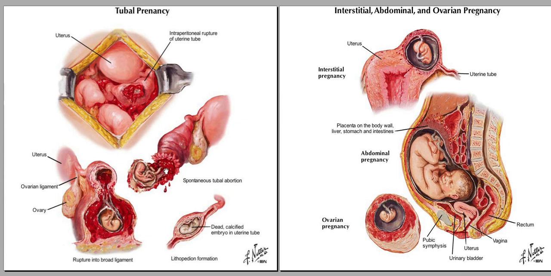A spontaneous tubal abortion with a calcified embryo in the uterine tube too. And here the ligaments and the ovary, and you can see how the blood is being poured into the broad ligaments of the ovary. As for interstitial, it could occur just at the ostial region, the uterine ostium, or the uterine part of the fallopian tube, or the uterine tube. So virtually everything is being grown over here.